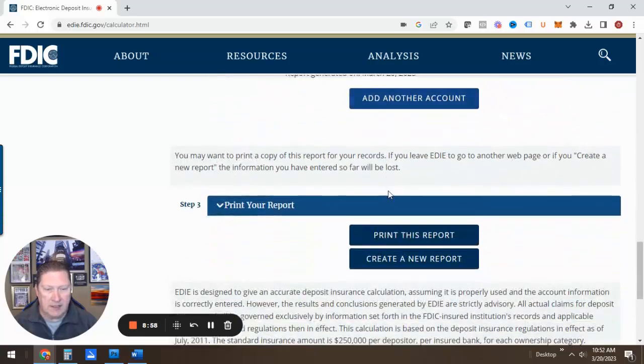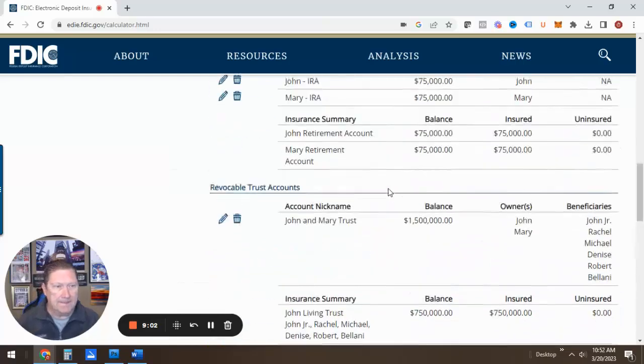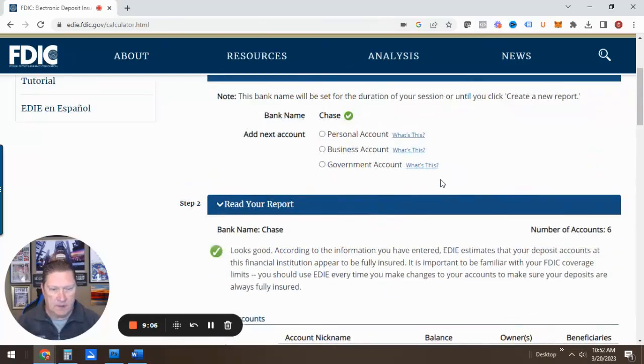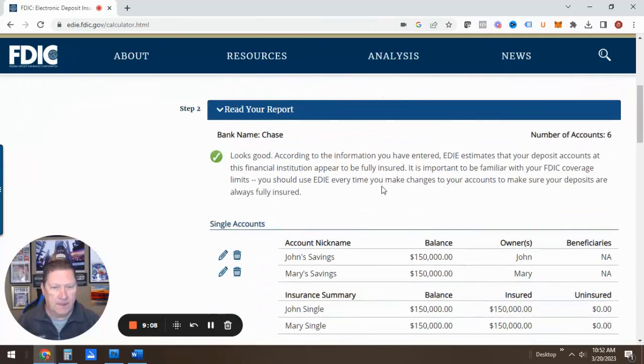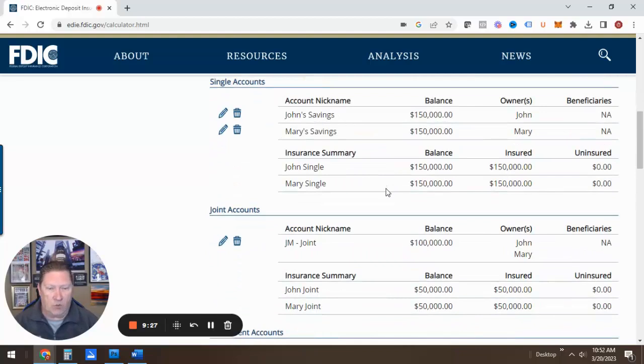It is calculating. Okay. Here's the results. Looks good. According to the information you've entered, EDIE estimates that your deposit accounts at this financial institution appear to be fully insured. It's important to be familiar with the coverages. Now let's take a look at why it did it.